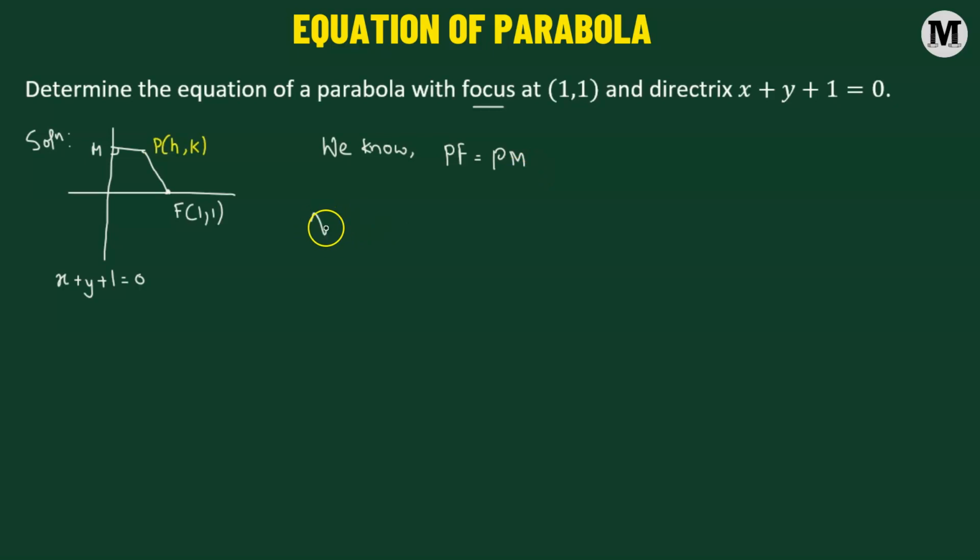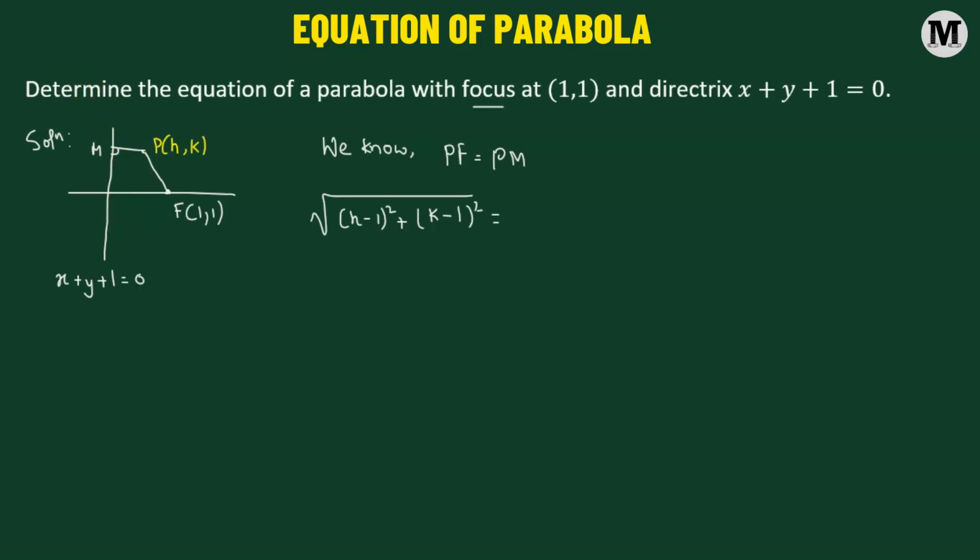Now we can easily find out the length PF. All you have to do is use the distance formula. We'll take the square root. Underneath the square root, we'll take the difference of the x coordinate. So that's (h - 1) whole squared. And then add it to the difference of the y coordinate. So that's (k - 1) whole squared. This will be equal to PM. Now PM is the perpendicular distance of the point P from the directrix.